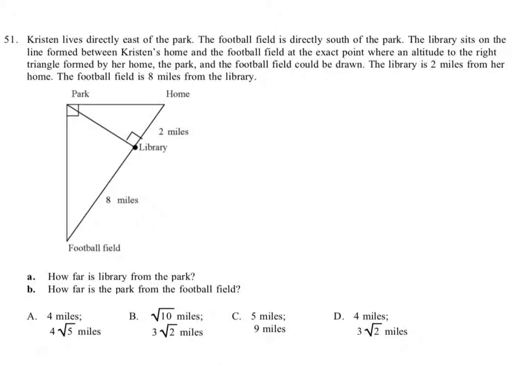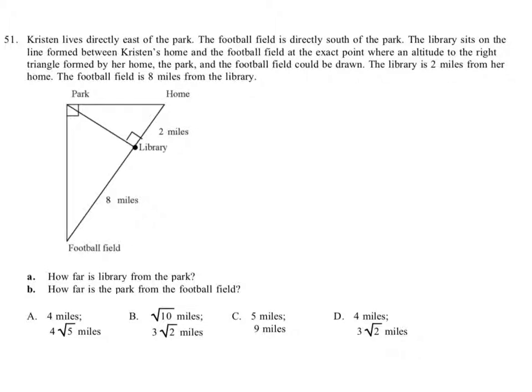Okay, so here we have Kristen living directly east of the park, and the football field is directly south of the park. You can see her home here, directly east. Directly south is the football field. The library sits on the line formed between Kristen's home and the football field at the exact point where an altitude to the right angle formed by her home, the park, and the football field could be drawn. So the library is right there at that intersection. That's all sketched out.